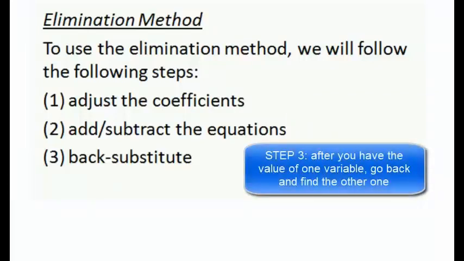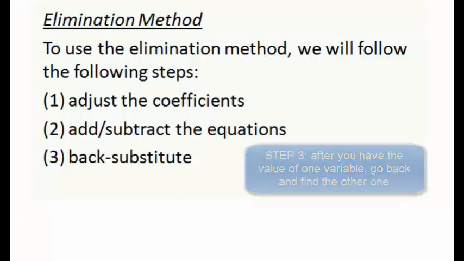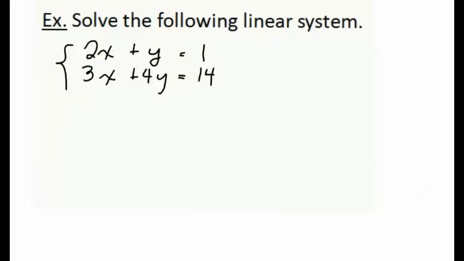After we have the value for one of our variables, we're going to move on to the third step of the elimination method, and that is to use backward substitution to get at the value of our other variable. Let's use the elimination method on the following linear system. We have 2x plus y equals 1, and 3x plus 4y is equal to 14.